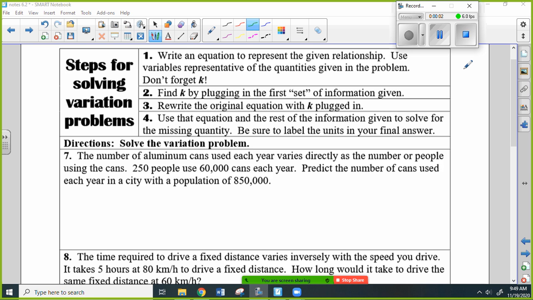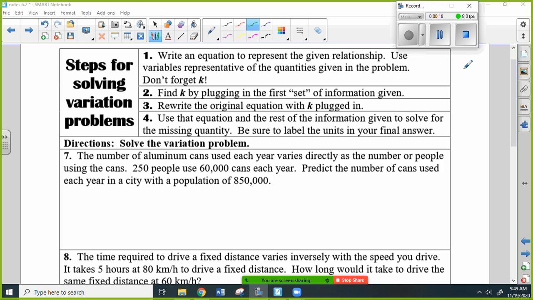Okay, so now that we know how to write equations, we're going to see what we can do with them. We're going to actually use equations to solve problems, to solve word problems. So here are my steps.